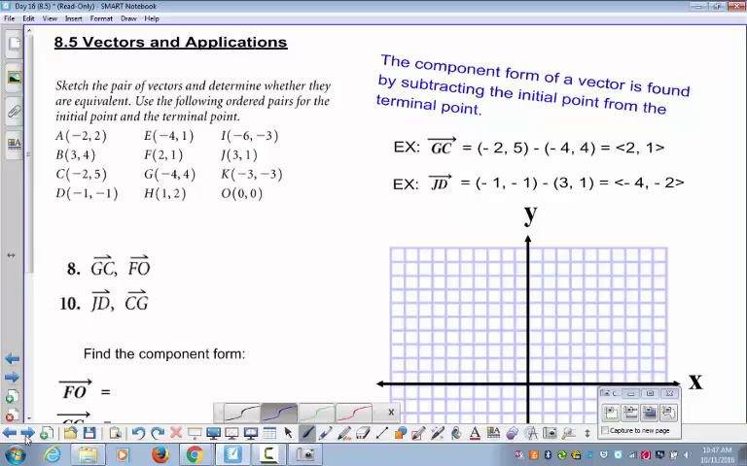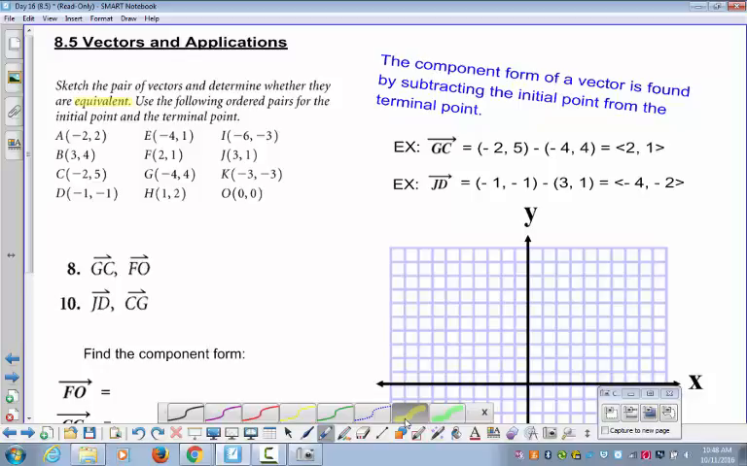Okay, so this first one says, sketch the pair of vectors and determine whether they are equivalent. So first, before we even draw anything, let's talk about that word for a minute. Vectors are equivalent if they have the same direction and the same length. Then they are the same vector. So what that means is that you can draw a vector in any place you want, and it will be the same as any other place as long as you have the same direction and the same magnitude. All three of those are the same vector.